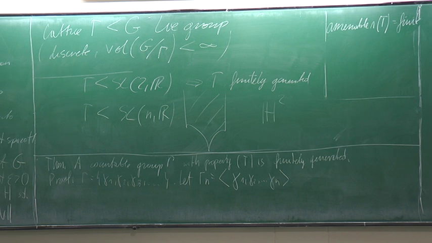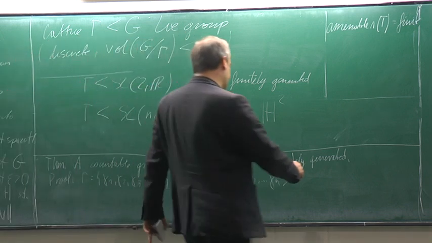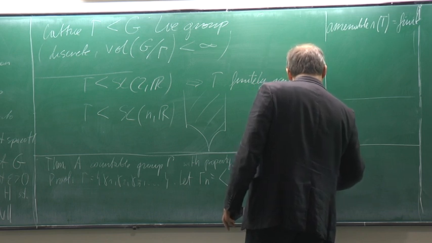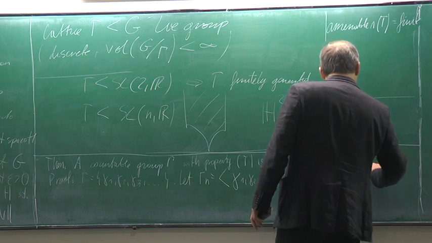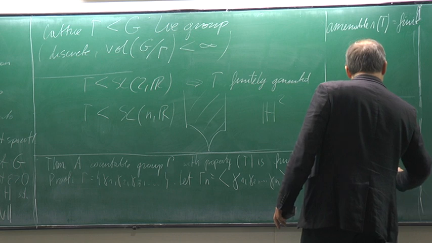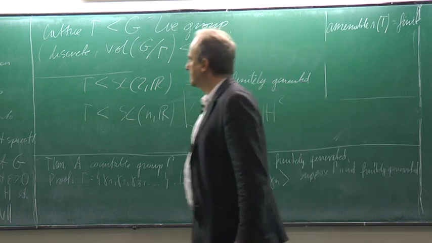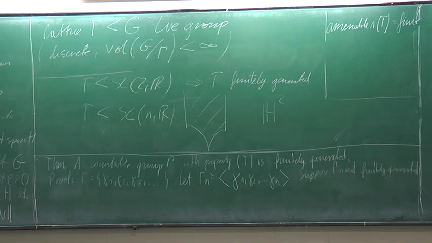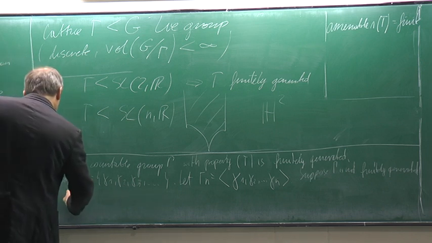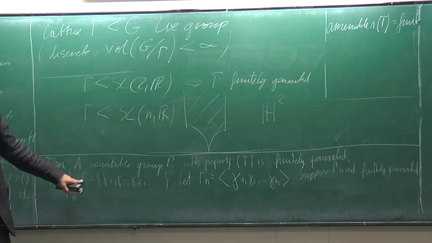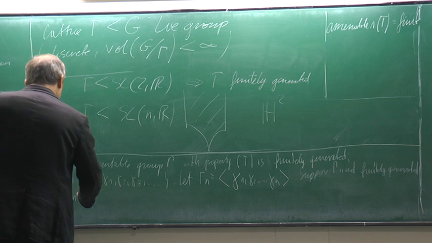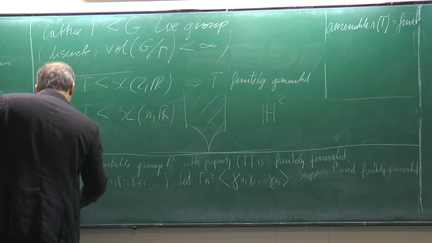Now let us suppose that gamma is not finitely generated, and we want to find a contradiction. Then gamma n is different from gamma. Actually, it's not only different, but it's also a subgroup of infinite index.